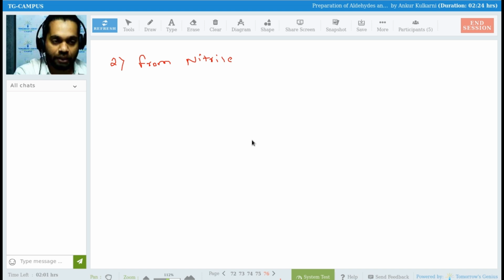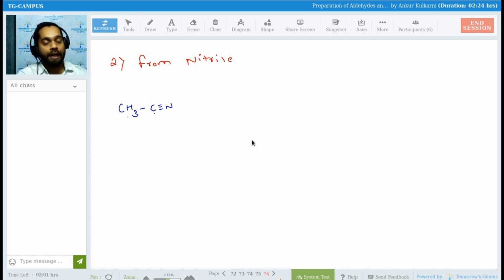Nitrile is C triple bond N. Perfect. So I can have CH3 C triple bond N. So RCN. What will be the name of this? 1 carbon, 2 carbon. This is your ethane nitrile.